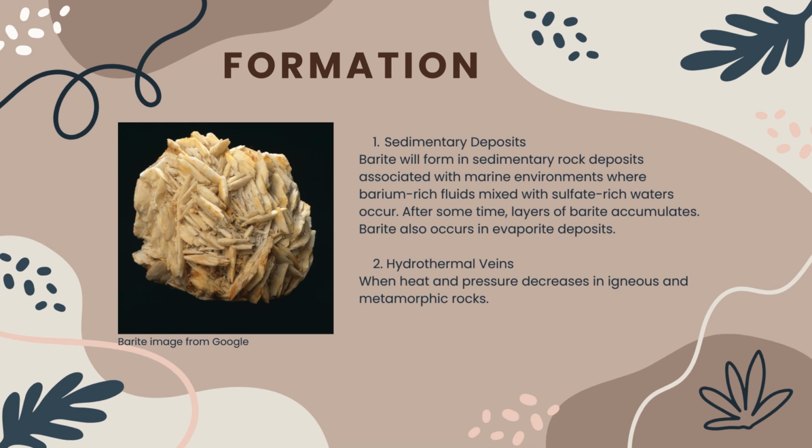Now for the way barite forms, I only have two of the ways that it forms on here, but there's actually a few other ways. Barite occurs naturally in a few different geological processes. Barite will form in sedimentary rock deposits associated with marine environments where barium-rich fluids mixed with sulfate-rich waters occur. After some time, layers of barite accumulate. Barite will also occur when saline lakes or seas evaporate, also known as evaporite deposits. Another common way barite forms is in igneous and metamorphic rocks. When heat and pressure decrease, they will deposit barite in veins.